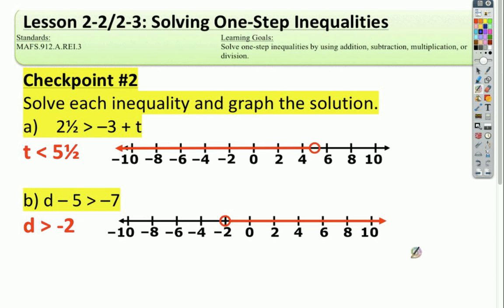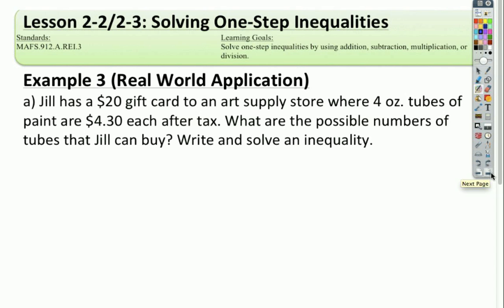I'm going to put up a real world scenario. You write the number of the example, and then you do not copy the example, you will read it to yourself. Do not copy it. Read it to yourself.